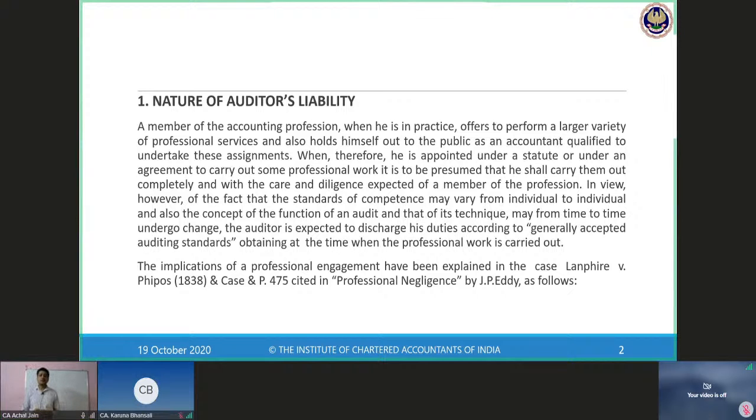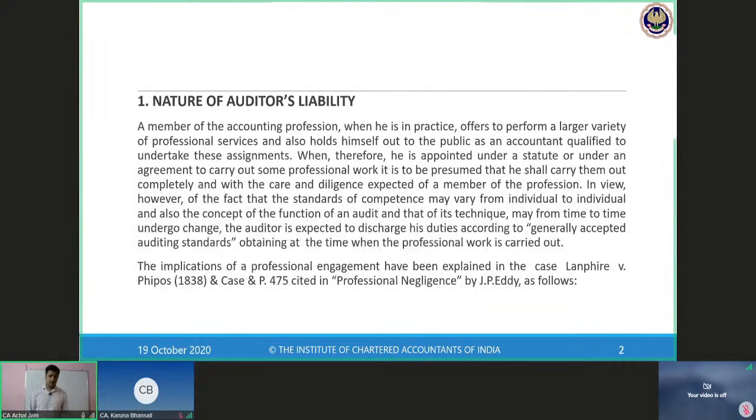The stakeholders are able to place their reliance on the financial statements of the company. They are able to take their decisions in respect of the company, whether it is about investments in the company or any other activity related to the company, considering the fact that the financial statements are audited by the auditor after taking due and reasonable care. Means they have applied their professional judgment, professional experience, professional knowledge, everything.